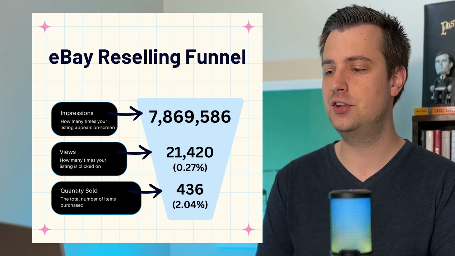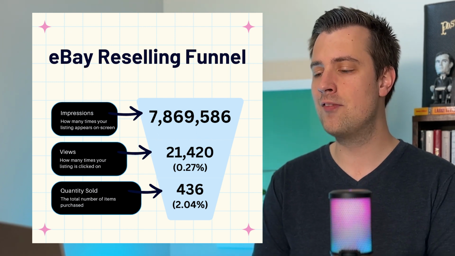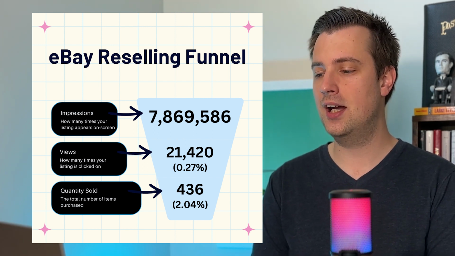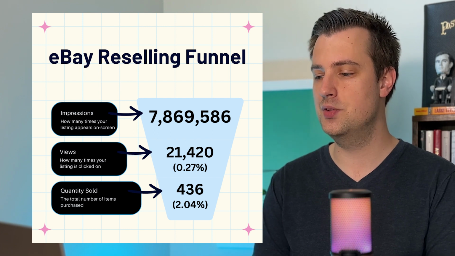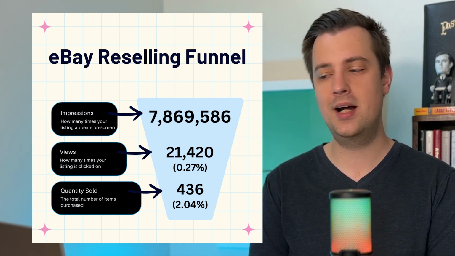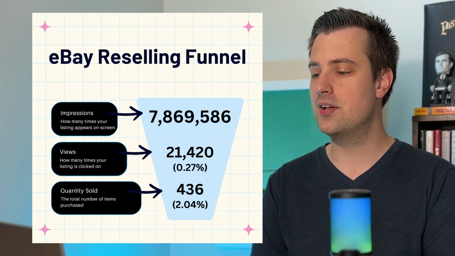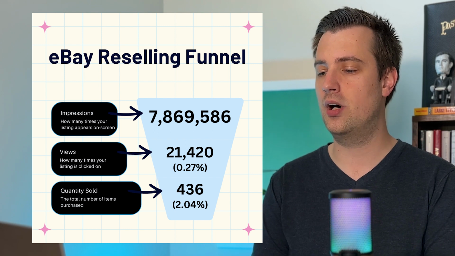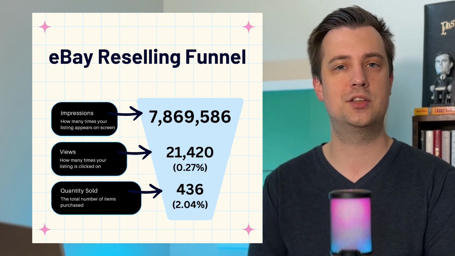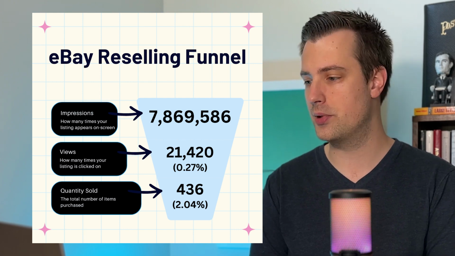So my average monthly impressions on eBay is almost 8 million, and out of all of those impressions, I get about 21,000 views per month. So my click-through rate every time a listing is shown to a buyer is 0.27% on average. And out of those clicks or views, my quantity sold per month on average is 436, or 2.04%. So what is this information actually telling me?